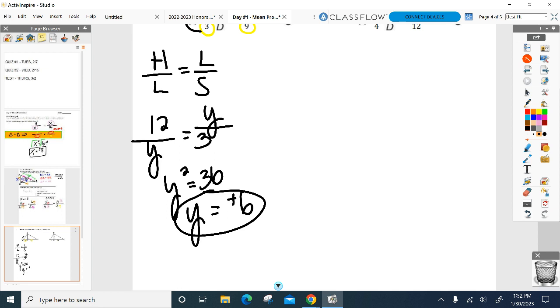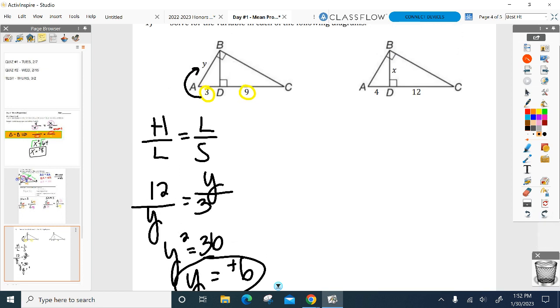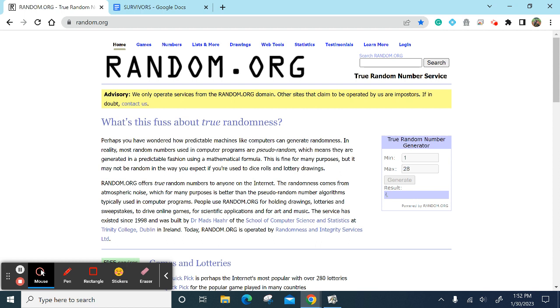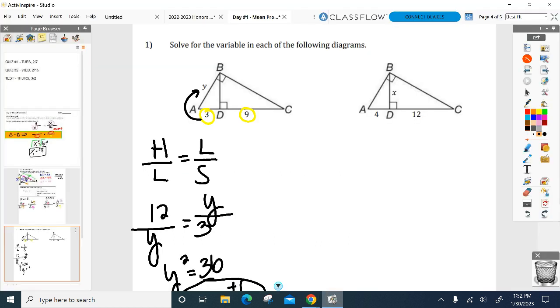Anything else here? I'm going to do one more and then you've got the rest in your groups. All right, next one. Is the altitude involved at all? Labeled 27. Which one's the altitude again? BD. Is there something on it? Okay, so there's going to be a SAS problem.